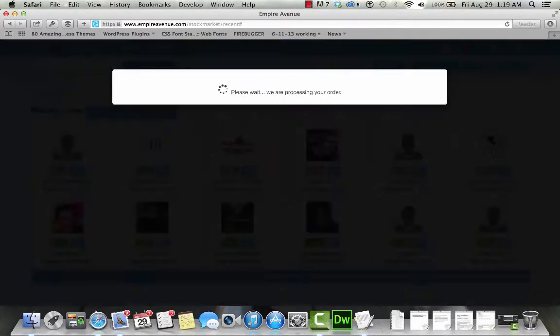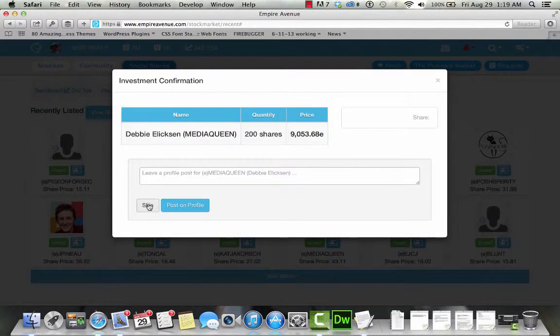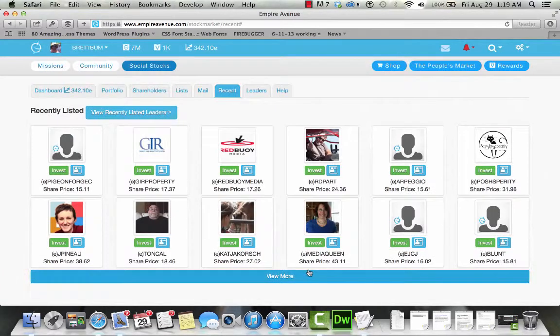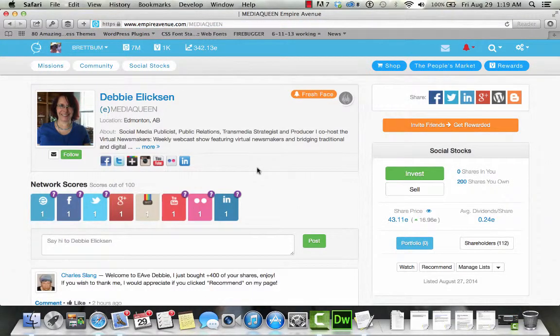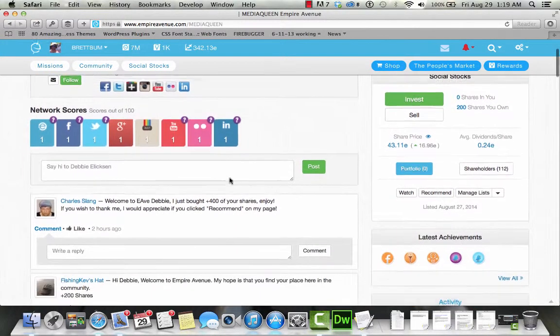So I'm going to invest 200 in her, and let's take a look at her profile. So the scores aren't here, so she's got question marks and ones next to all of her scores, but she does have quite a few accounts already listed. So that's probably one thing that's helping to push up her stock just a bit.